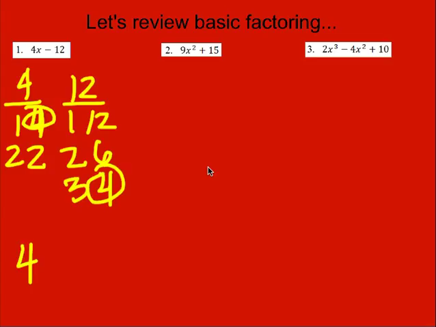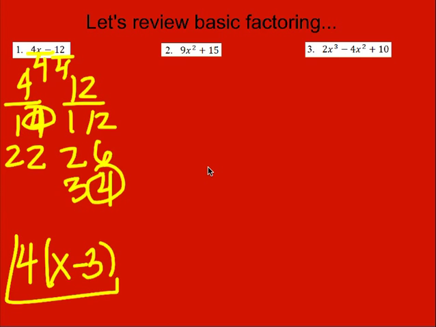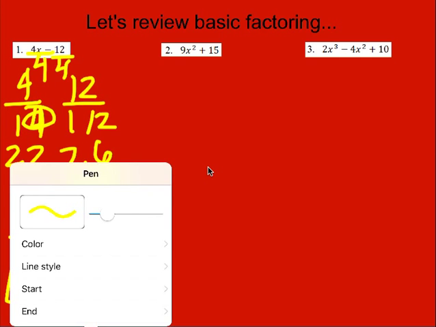Okay, and I can't take x's out of both terms, so I'm not taking x's out at all. So I'm dividing each of these by 4. So 4x divided by 4 is just x. Negative 12 divided by 4 is negative 3. So that's our final answer for number 1.